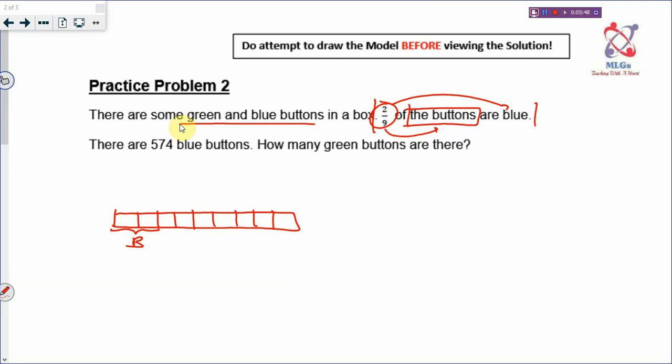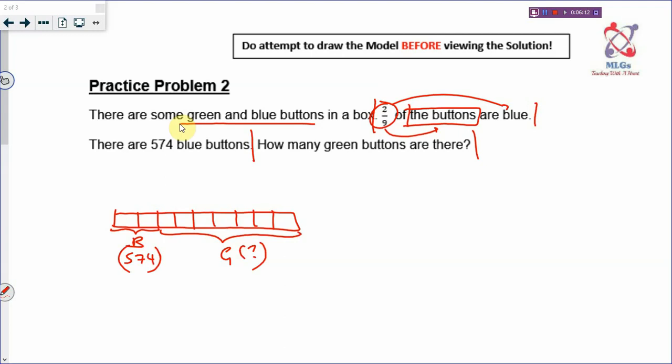And if they are blue, then of course the other part must be green. So don't forget to label the other part of the model. Now there are 574 blue buttons, so you can put that inside. So how many green buttons are there altogether? And that's your model. It's a very simple model, a parts-whole model.